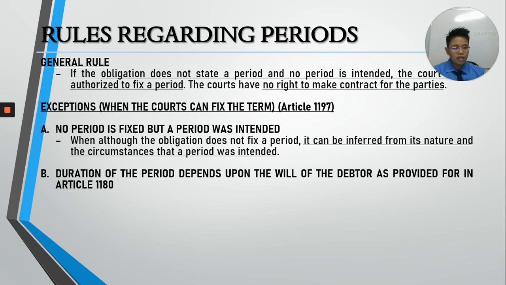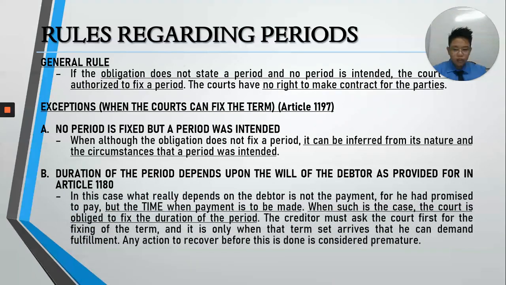Anong sabi sa 1180? Ito po ay periodic even if nakalagay yan sa chapter para sa conditional obligations. Yun yung sinasabi kong ligaw. So anyway, here, the courts will fix the period. So what really depends on the debtor is not the payment, but remember, he has promised talaga to pay. But the time when payment is to be made, yun ang nagdedepende sa debtor. So the court will be obliged to fix the duration of the period. So yun ang tandaan natin. So pagka dumating yung period that is set by the court, dun pa lang siya pwedeng mag-demand.